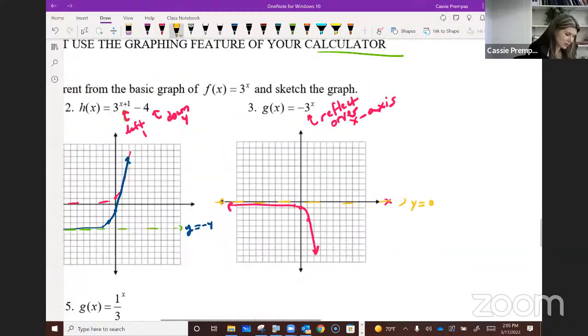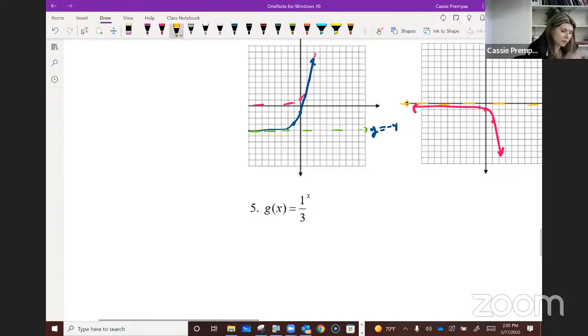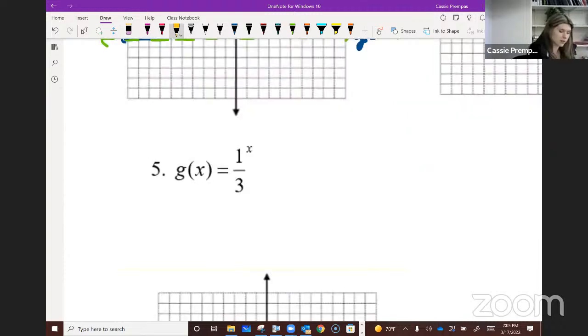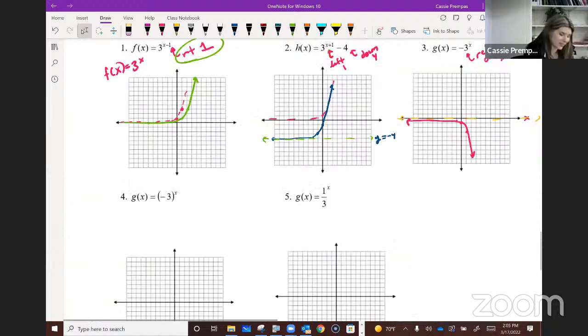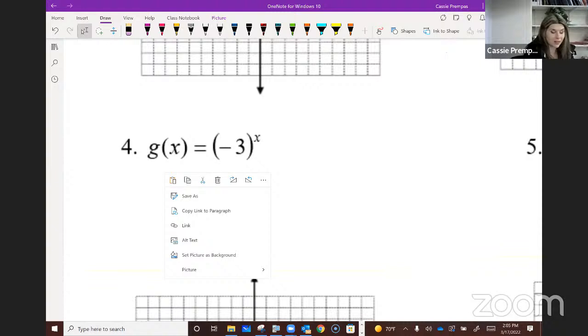Wonderful. Moving on. Number 5. How could I think about this one? Wait, I didn't do 4, did I? Zooming in, skipping. Yeah, number 4. Okay, this one's tricky.